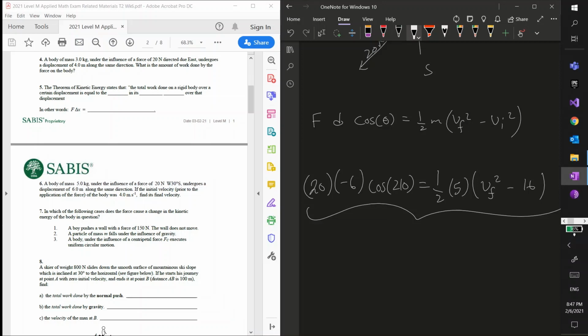And that something is going to be, we shall see. I got 7.58 or 7.56. That should be your answer. And it's your velocity, so meters per second, yeah?